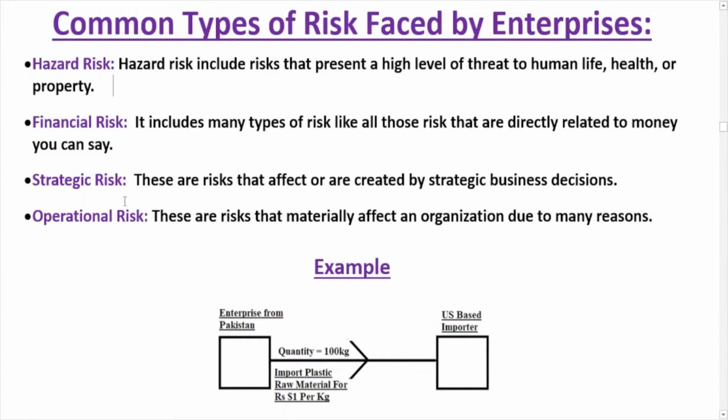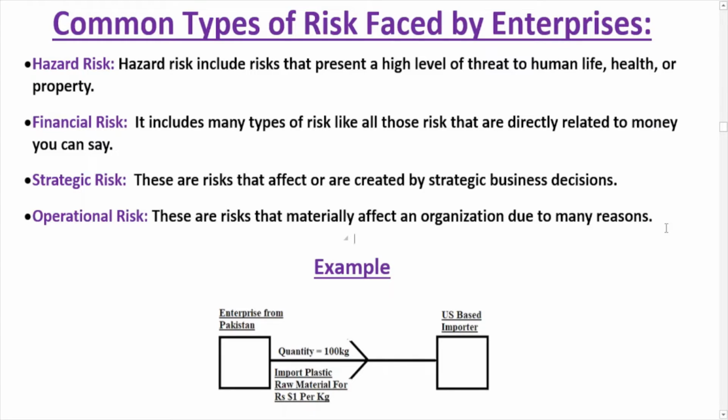These are the main types of risk faced by almost each and every enterprise. First we have hazard risk. Hazard risk includes all those risks that present a high level of threat to human life, health, or property. An example is a fire for whatever reason, maybe due to an electrical short circuit. Then we have financial risk. It includes many types of risk, all those risks that are directly related to money. They include financial consequences like an increase in cost or a decline in revenues.